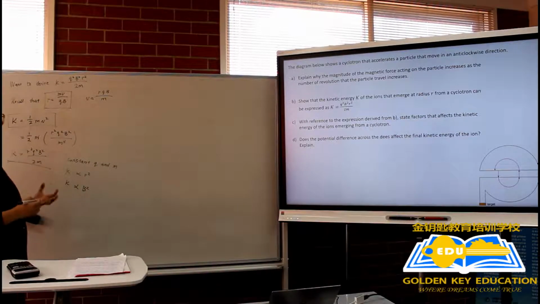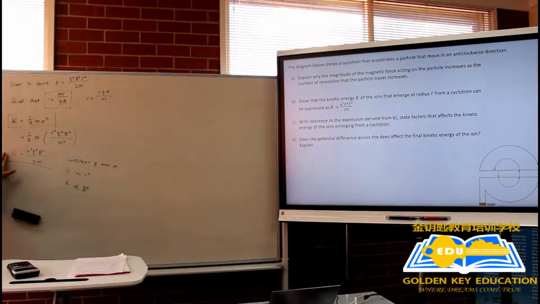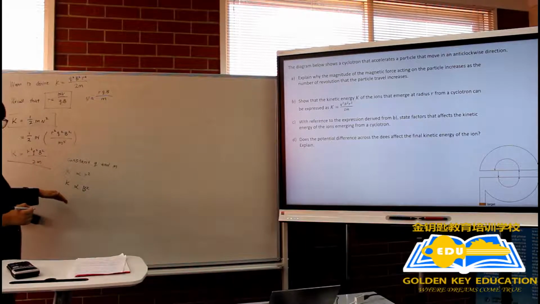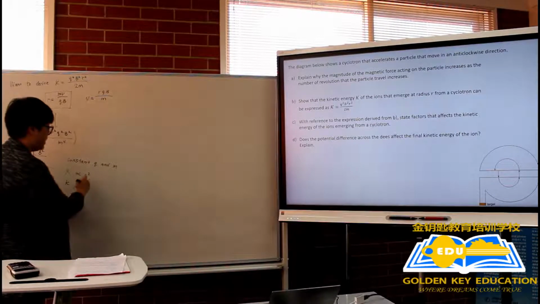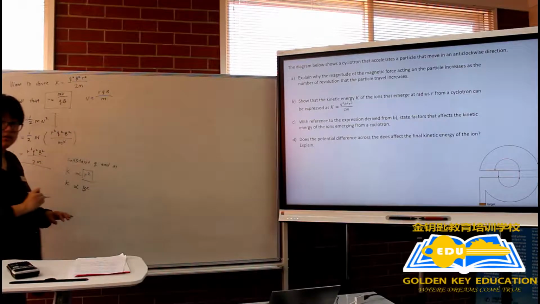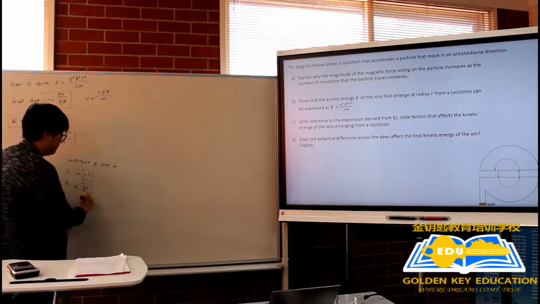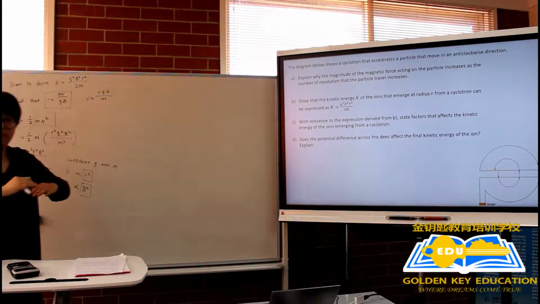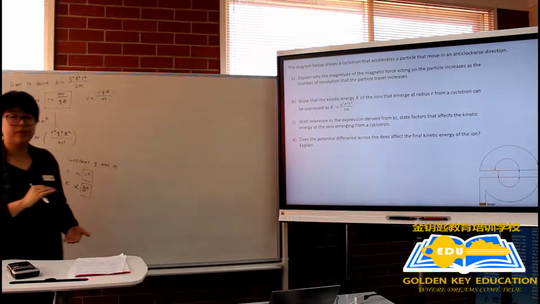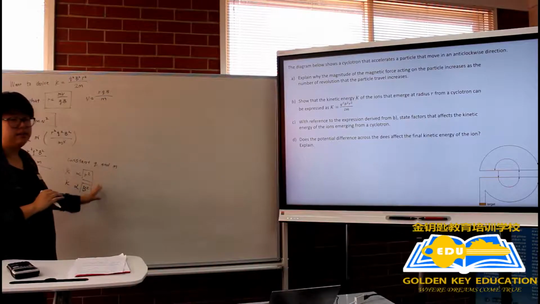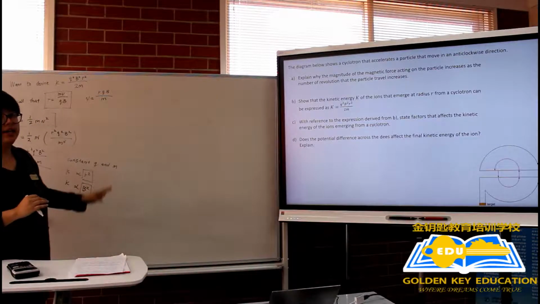That means the final kinetic energy of the particle emerging from the cyclotron is only affected by the radius of the cyclotron and the magnetic field strength applied on and below the cyclotron. So it is only dependent on R and B, the radius and the magnetic field strength.